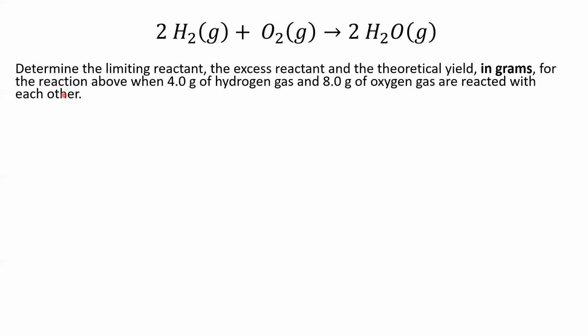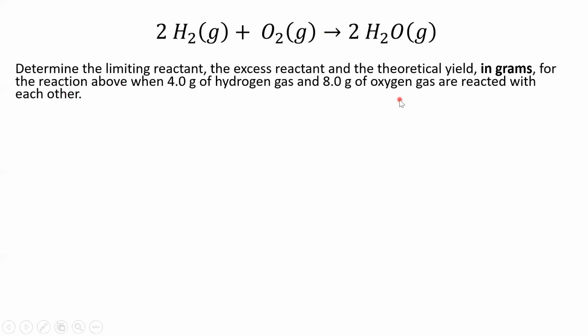So we're going to start by doing 2 stoichiometry problems. We're going to go from 4 grams of hydrogen to grams of water and see what we get for an answer. And then we're going to go from 8 grams of oxygen to grams of water and see what we get for an answer, and then compare the answers to find out what our limiting reactant is. So we'll do the first one together, and then I'll let you do the second one.